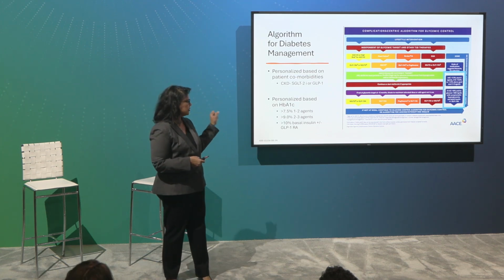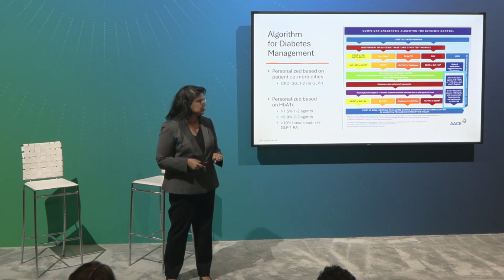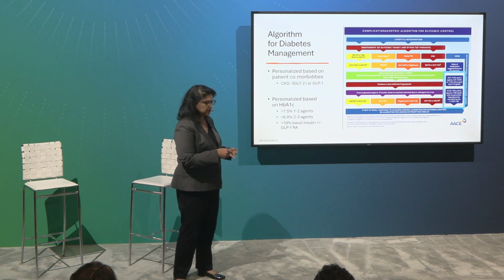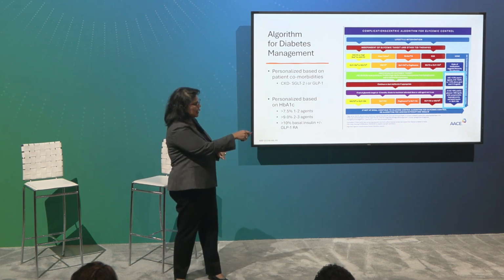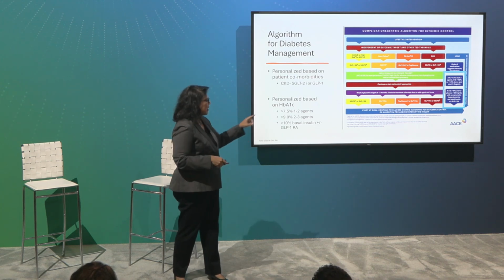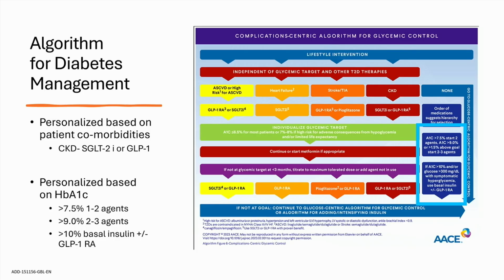We're also personalizing based on hemoglobin A1C. So you can't see it very well, but on the right side of the slide is this light blue box, and I've sort of paraphrased what it says. So if I have somebody who has an A1C greater than 7.5%, I know I'm going to use one or two agents from the get-go. If I have somebody that's coming in not on anything and their hemoglobin A1C is greater than 9, I'm going to use 2 to 3 agents right off the bat, because that's what it's going to take for me to get to my goal A1C of 7.